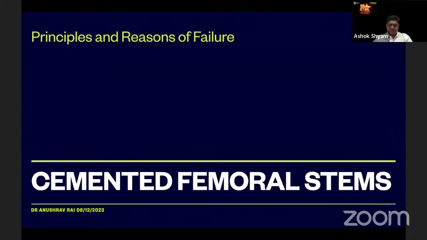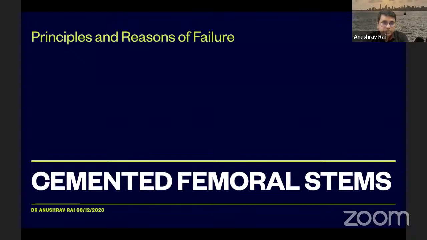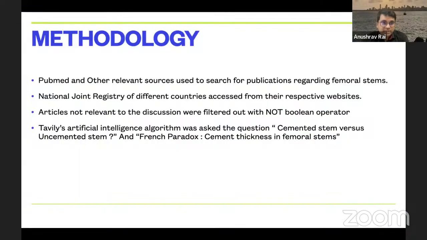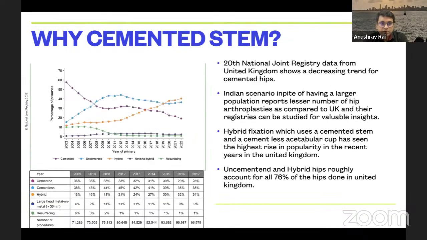You can start. So I'm presenting a literature review for the principles and reasons of failure for cemented femoral stems. So first, the methodology. PubMed and other relevant sources were used to search for publications regarding this literature review. National Joint Registry of different countries was accessed from their respective websites. Articles not relevant to the discussion were filtered using the NOT Boolean operator. An artificial intelligence algorithm was asked the question: cemented stem versus uncemented stem, French paradox, cement thickness in femoral stems. So why cemented stems?